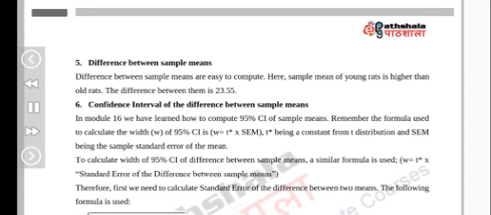Difference between sample means. Difference between sample means are easy to compute. Here, sample mean of young rats is higher than old rats. The difference between them is 23.55. Confidence interval of the difference between sample means.